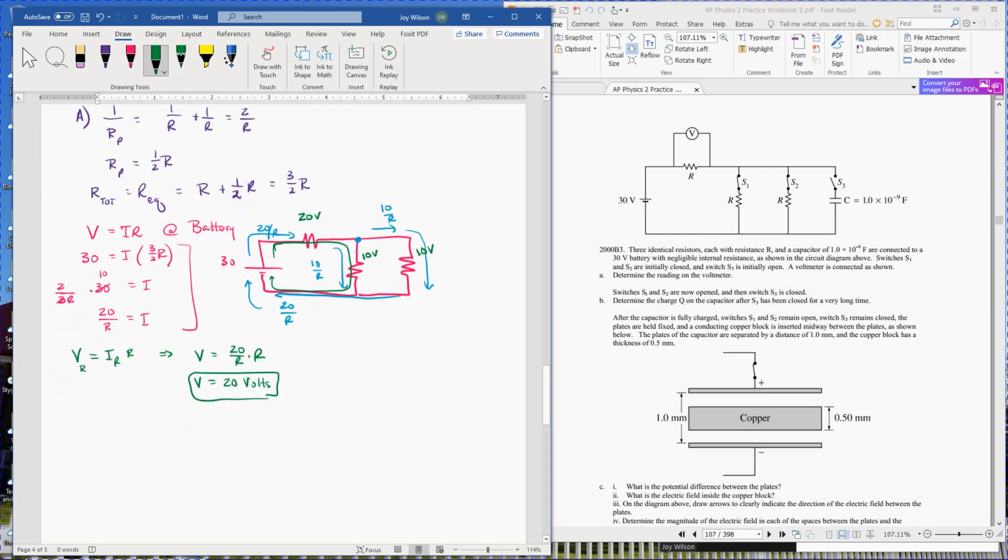Now, for part B. Now we're going to switch. Switches 1 and 2 are now opened, and switch 3 is closed. Okay, so now what is our circuit in part B? It's battery and capacitor. These are the only two pieces we now have. And it's going to ask me, determine the charge, find Q, after a long time. Okay, the after a long time tells me the capacitor is full.